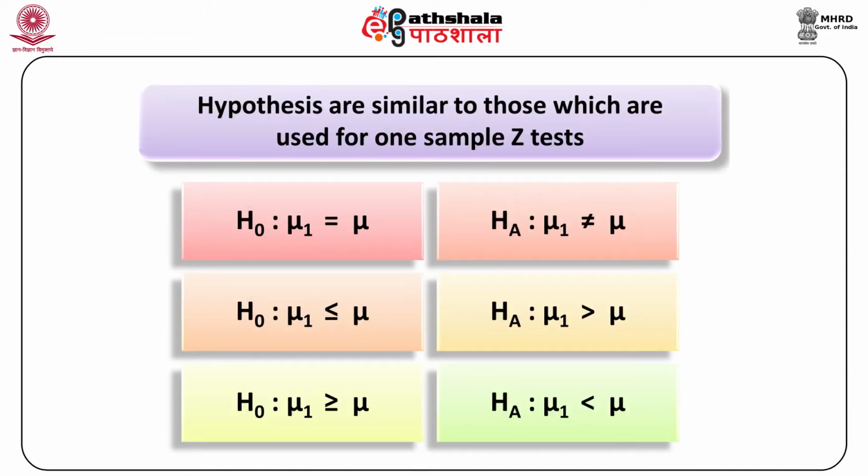The hypotheses are similar to those used for one sample z-test, that is, the null hypothesis is mu1 equals mu, and the alternate hypothesis is mu1 is not equal to mu. Or the null hypothesis can be mu1 is less than or equal to mu and the alternate hypothesis mu1 is greater than mu. Or the null hypothesis can be mu1 greater than or equal to mu, and the alternate hypothesis mu1 less than mu.